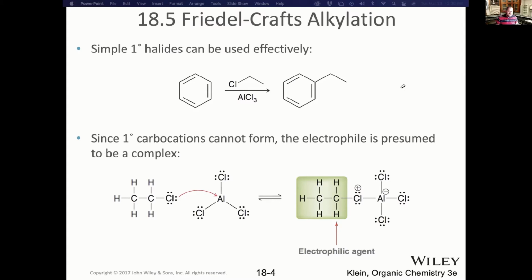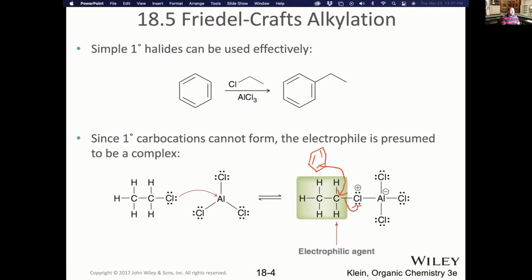Rather, it forms this complex structure. It stays in this complex structure, and this carbon is then attacked by the benzene ring, as part of this complex. And when that happens, you would have the benzene ring attack the carbon as the chlorine finally lets go.